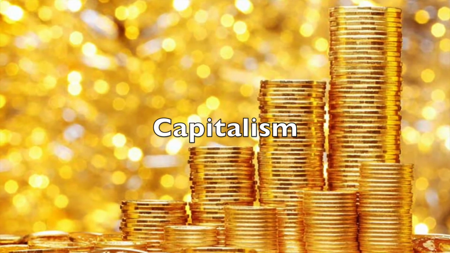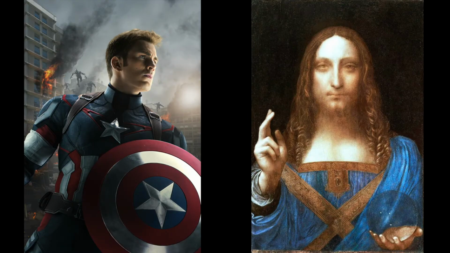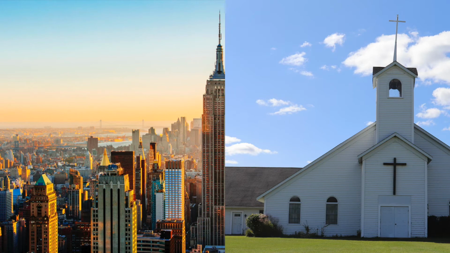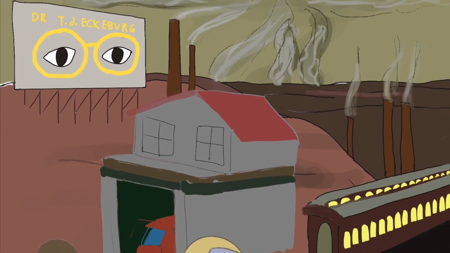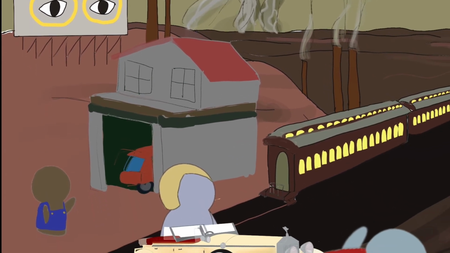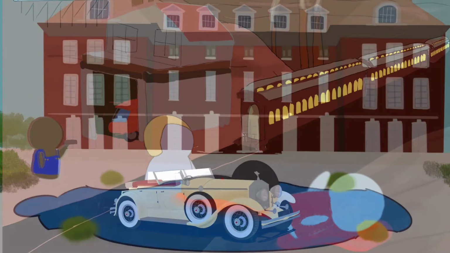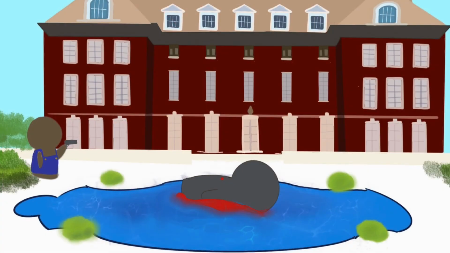They revere consumption over spirituality, they idolize celebrities rather than Jesus Christ, they glorify the empire of wealth rather than the kingdom of God. Dr. T.J. Eckleburg is the God worshipped by the aristocracy, stopping anyone who tries to escape their social class. Brave souls such as Gatsby and Myrtle are the sacrifices.